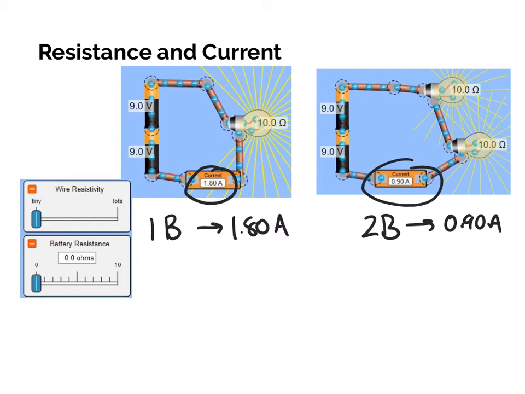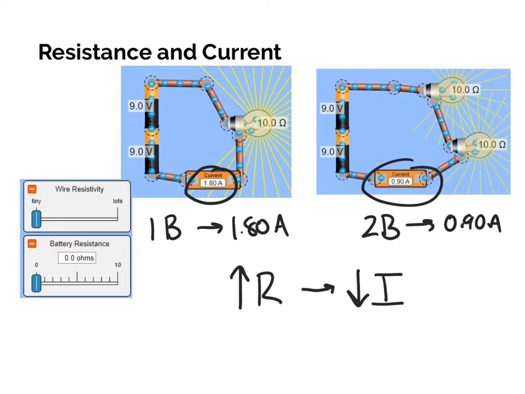So the one thing I want you guys to recognize here is what's the relationship between resistance and current, is that if I increase the resistance, and by doing this I'm increasing the number of bulbs that I have in my circuit, what that's going to do is it's going to decrease the current within that circuit. So that's an inverse relationship overall.